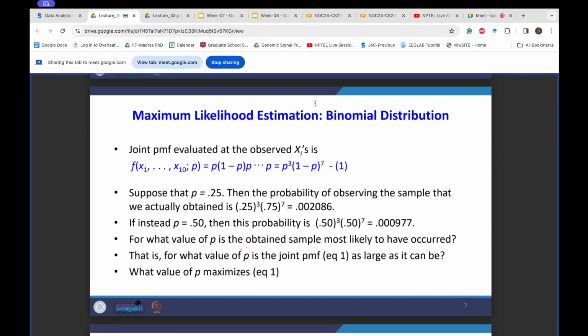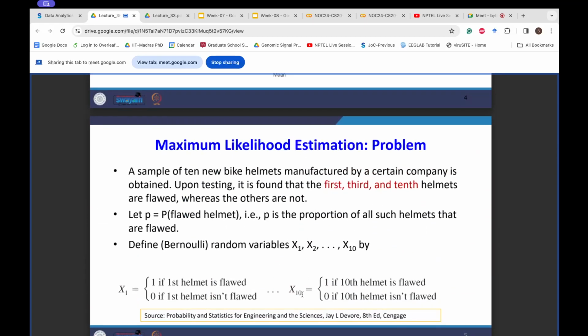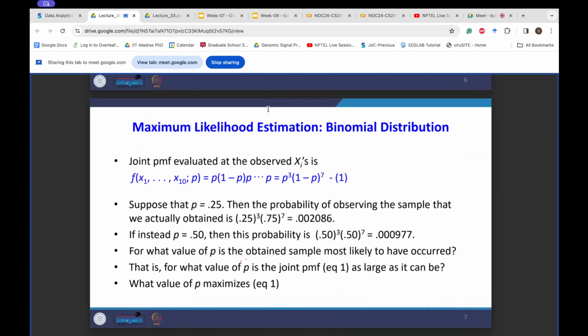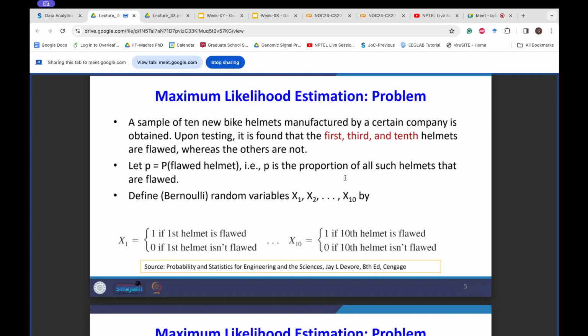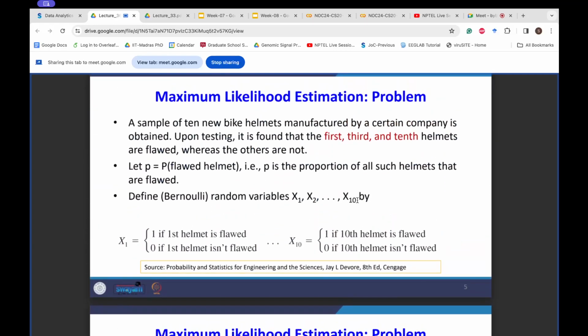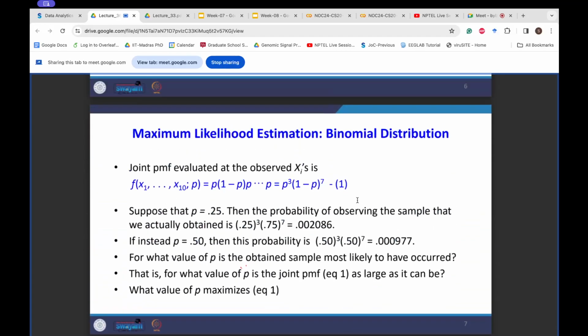So in this slide, for the Bernoulli example, the task was to find the value of p. In this case, we knew that the first, third, and the 10th helmet were flawed. But let's say we don't know which 3 ones. There are 3 flawed helmets in the particular set of helmets, and we don't know which ones are flawed. So there are possibilities of any 3 helmets being flawed. In that case, we go on to the binomial distribution, and we also saw it in one of the previous classes. So how can it be solved?